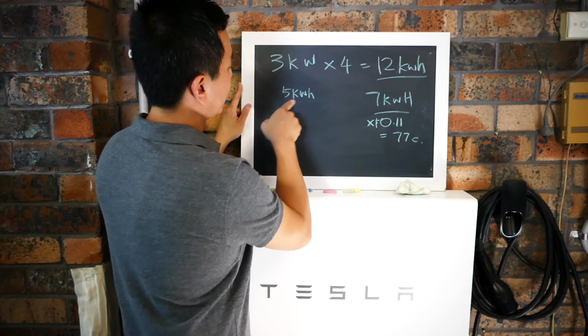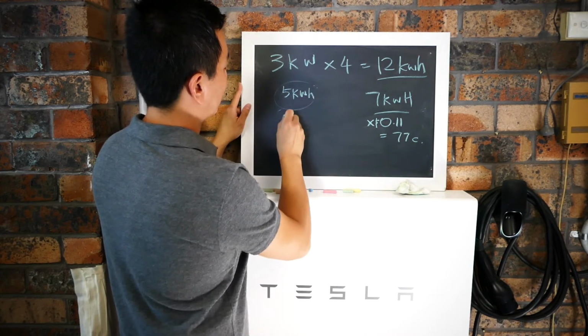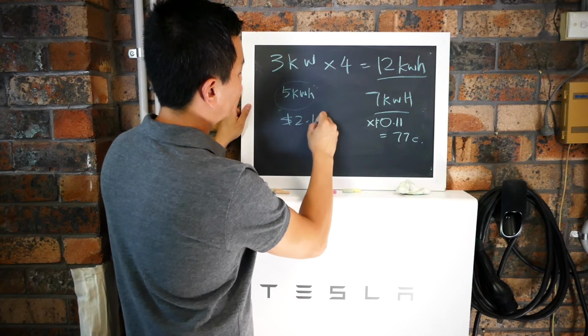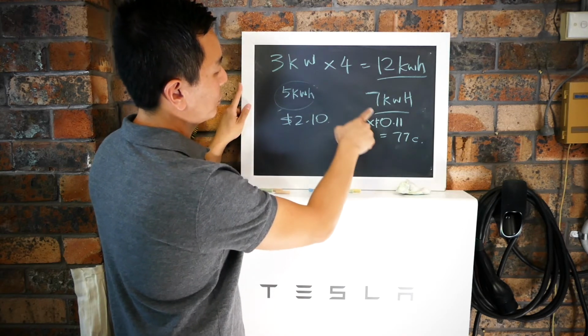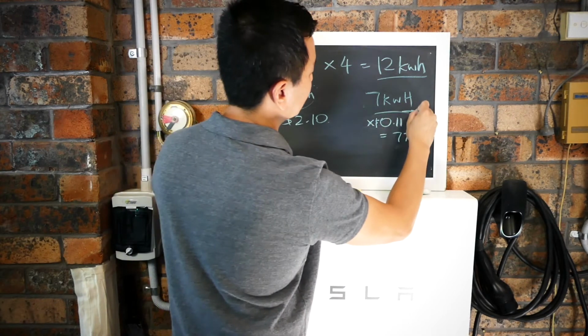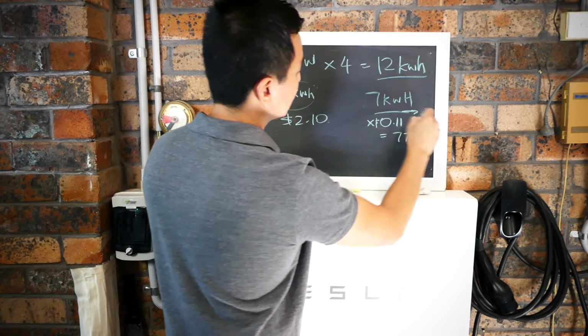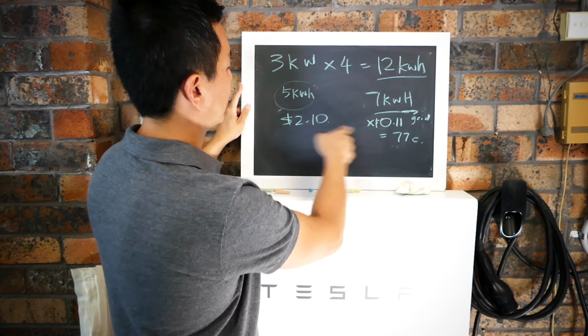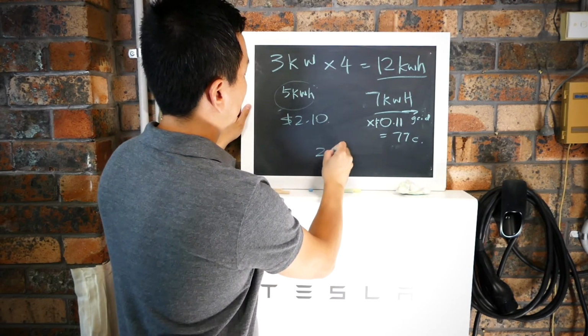So we know that that amount, 5 kilowatt hours, can offset $2.10 per day. If you're exporting 7 kilowatt hours, which is the remainder, back to the grid, at 11 cents at the current rate, you're getting 77 cents. So that's $2.87.